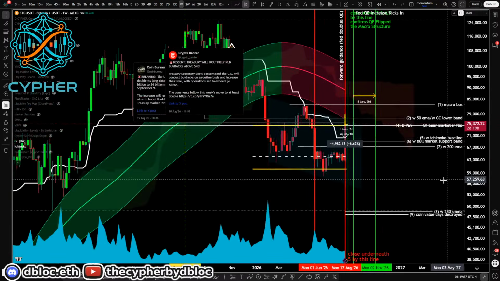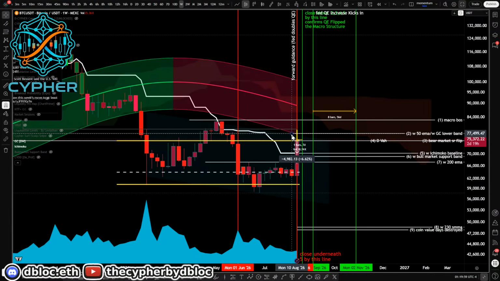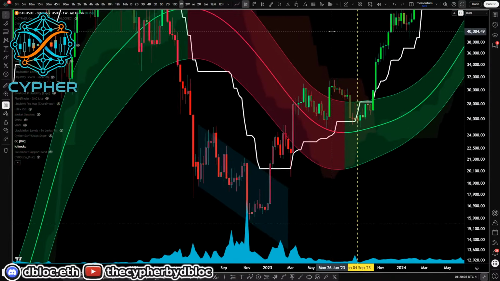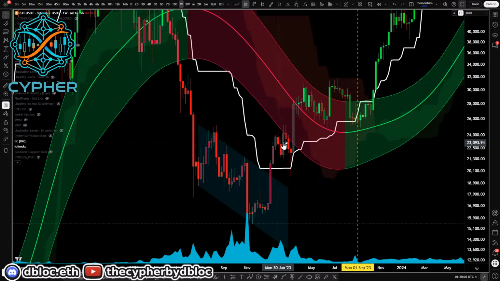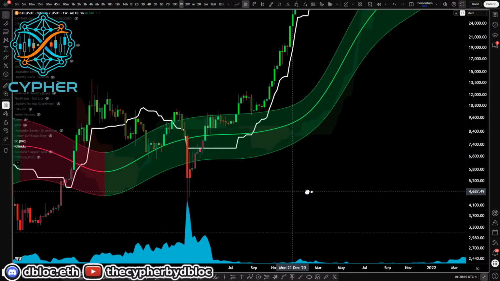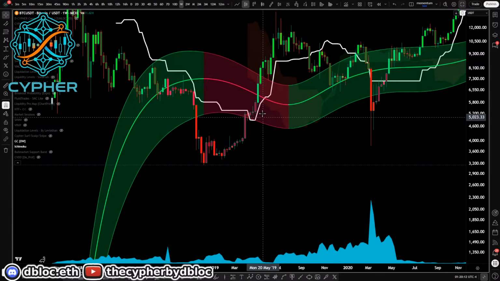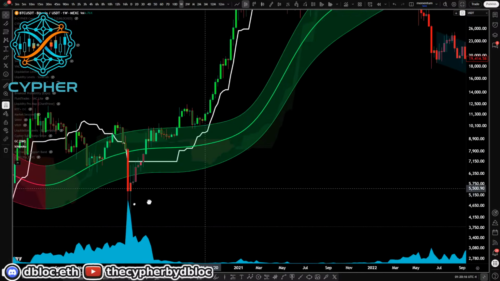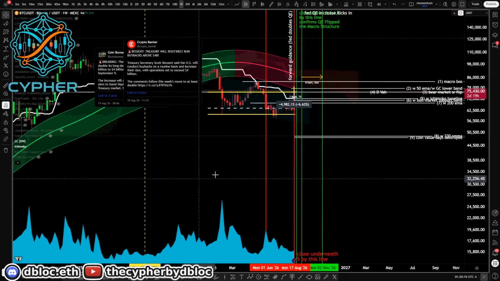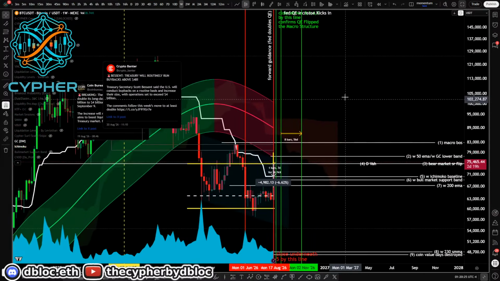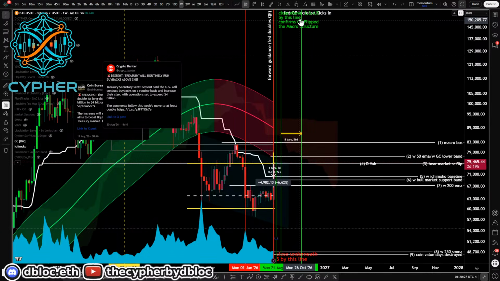Remember, we talked about this too. When you break into that Gaussian channel lower band, historically, it's the start of a bull market. But you've got to get in there and you've got to close. And that line is our number 2. And that's why that's my target for if we remain bullish or not.